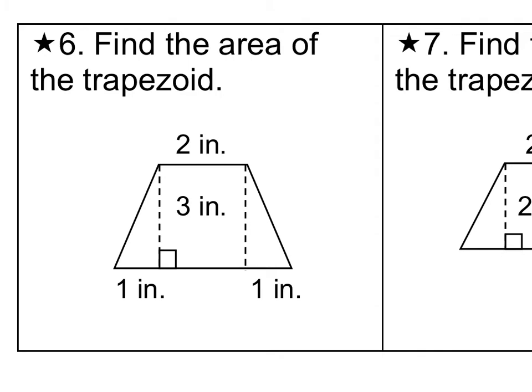2 times 3 is going to be 6. So this is 6 inches squared. And then these are going to be 1/3 divided by 2. But remember, we don't really need to divide by 2 because we have 2 of them. So I'm just going to do 1 times 3, which is 3, and add that to my 6, which is going to be 9 inches squared total.